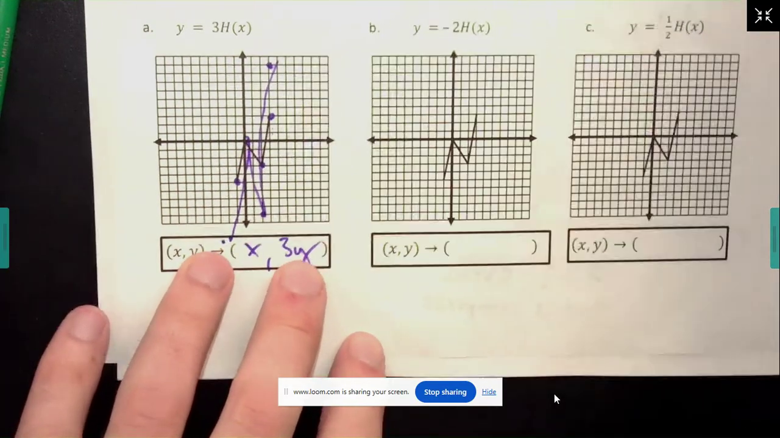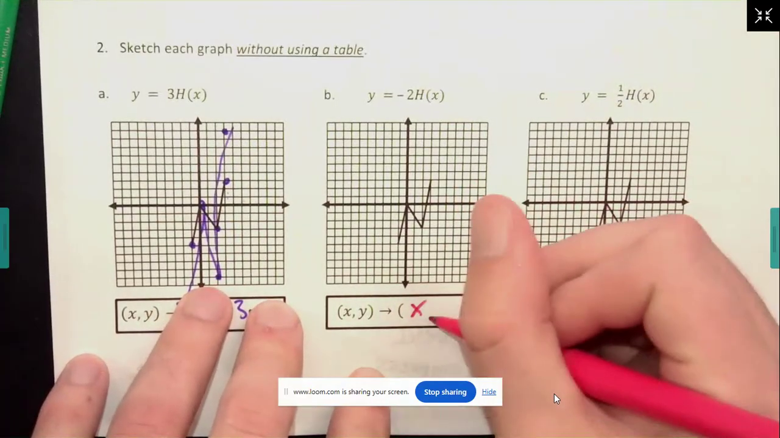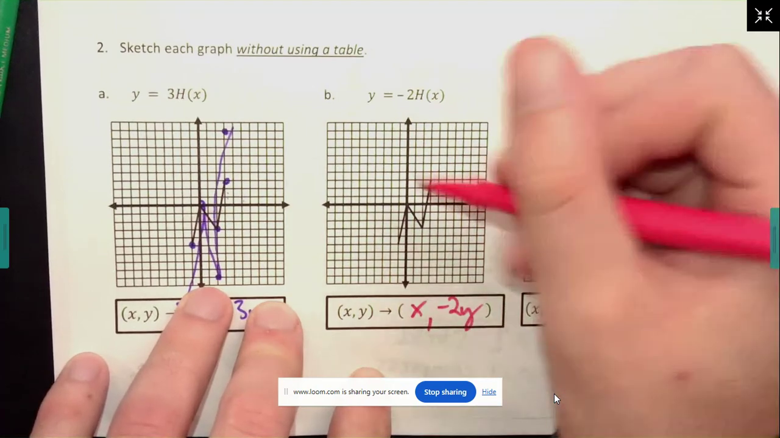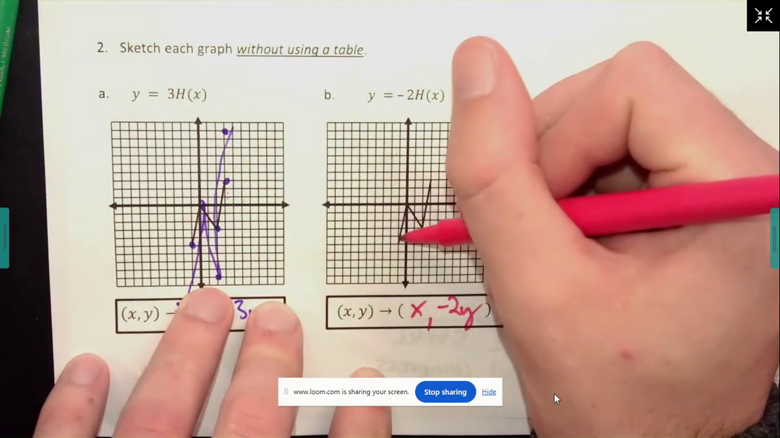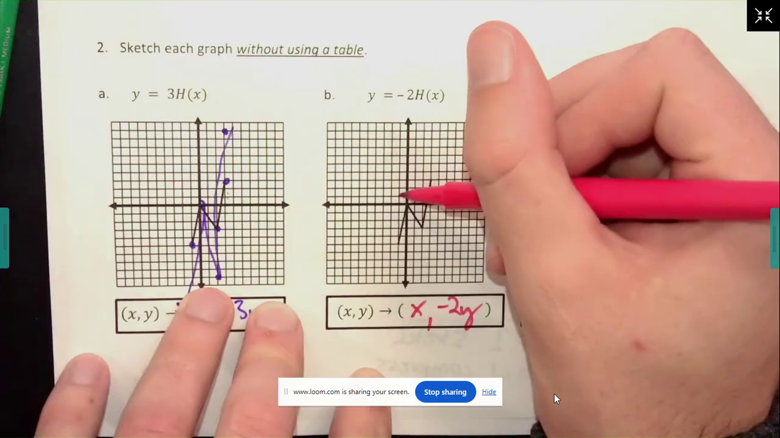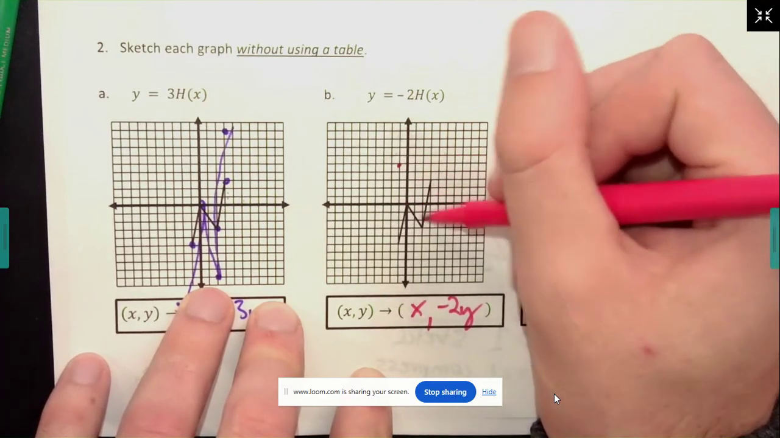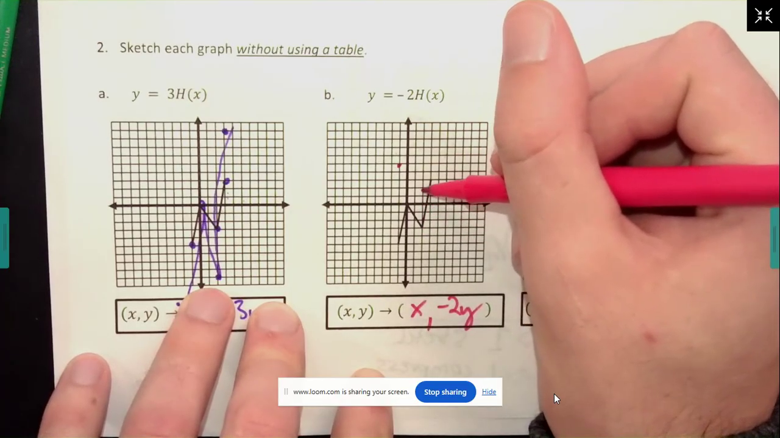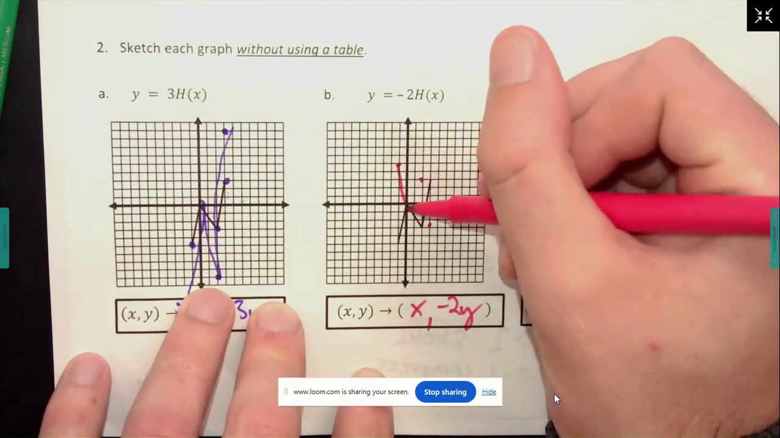So for B, my x stays the same. I have a negative 2 out in front. That's going to change my y. So first, I'm going to have to flip it. So we move 1, 2, 3, 4, 5 to hit the axis. I'll move it 1, 2, 3, 4, 5 again. Okay, this stays the same because it's on the axis. 1, 2, 3, 1, 2. That goes 3 up, and that goes 3 down. So it looks something like this.